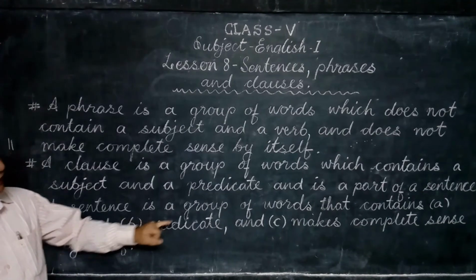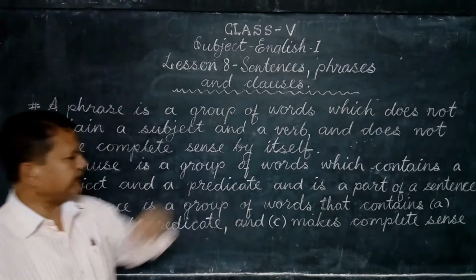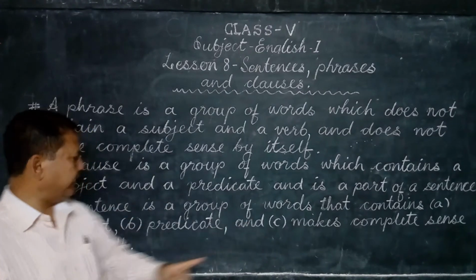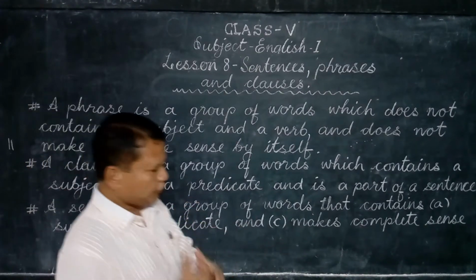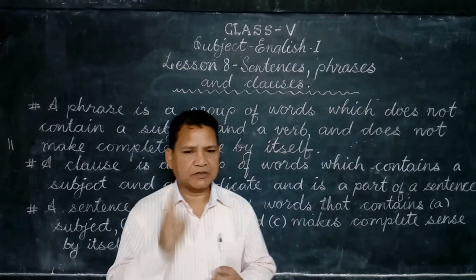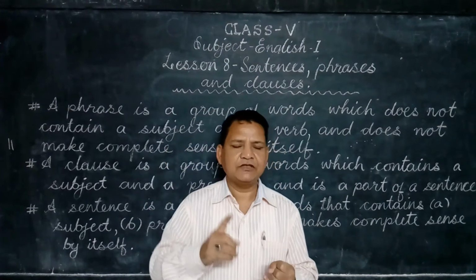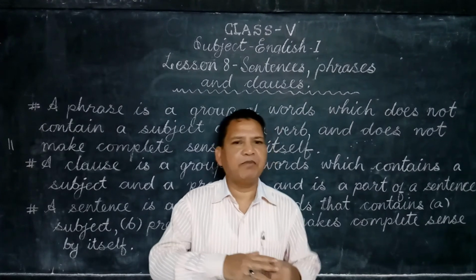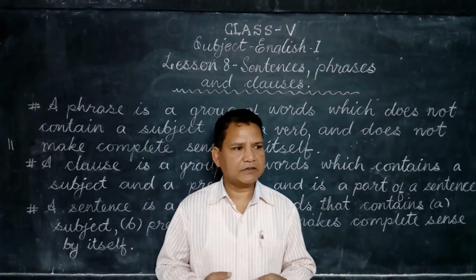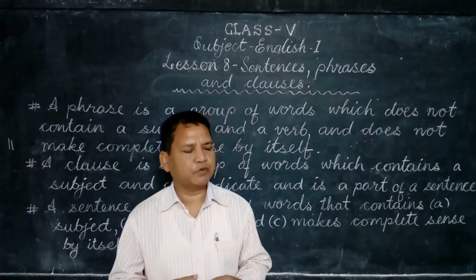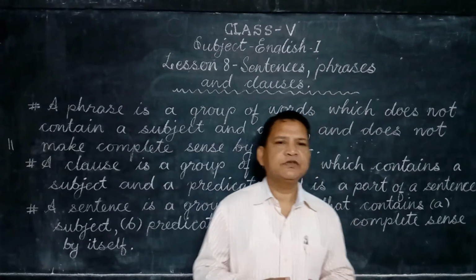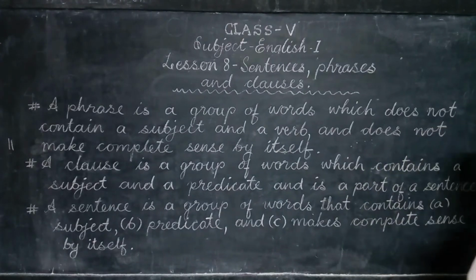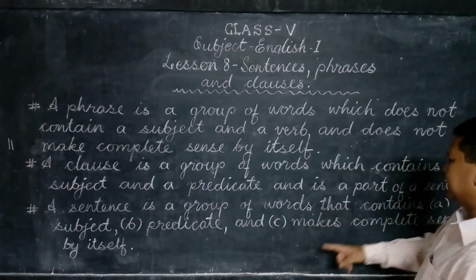A sentence is a group of words that contains a subject, a predicate, and makes complete sense by itself. In short, a sentence must have a subject, a predicate, and it must complete the sense. What somebody is trying to say is completed by a sentence. Okay, let's see once again. A sentence is a group of words that contains a subject, a predicate, and makes complete sense.